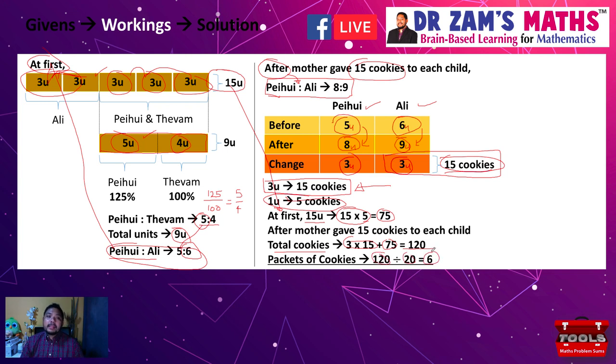6 packets of cookies. Right, so as you can see here, of course, this is like the most difficult PSLE math question. Alright, what I'm trying to tell you here is anyone can solve this question by using the GWS method with Dr. Zamke's checklist. Alright, that's my point to you.